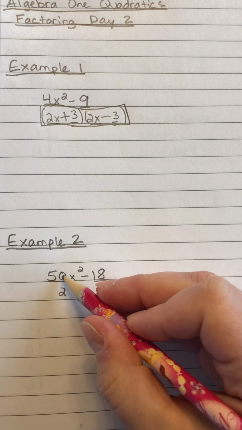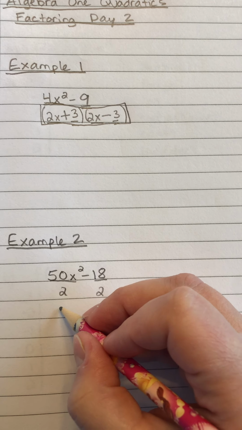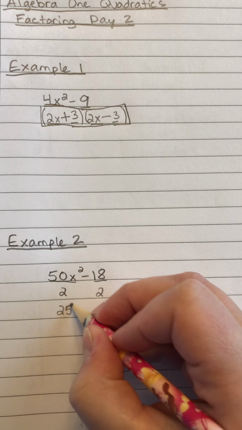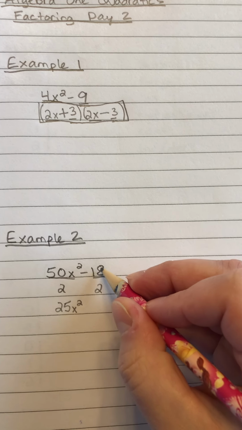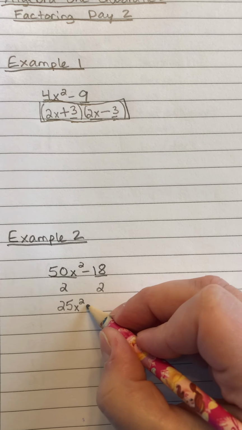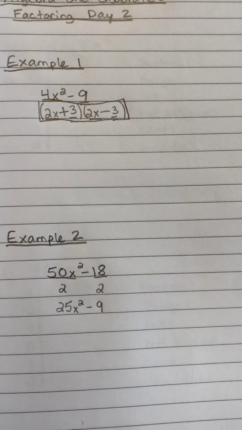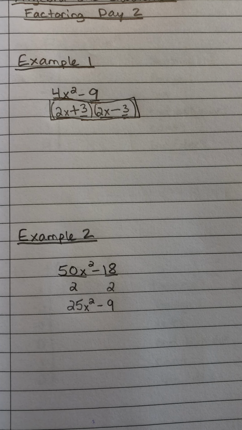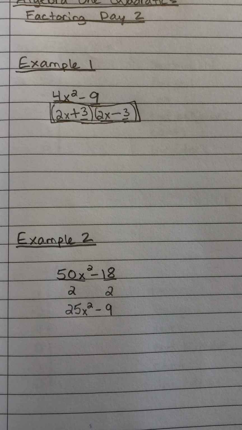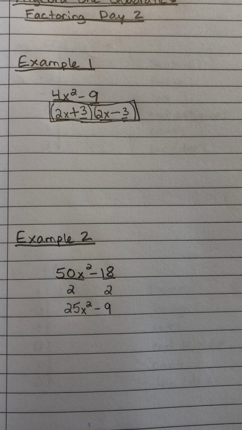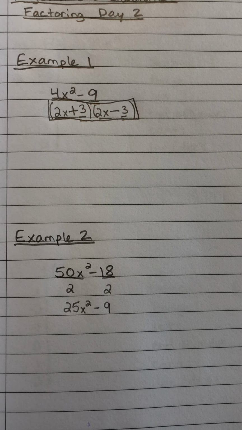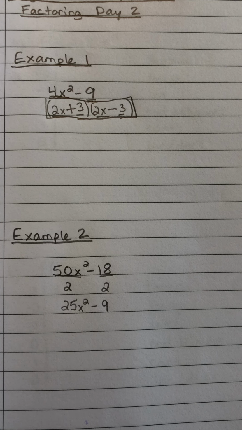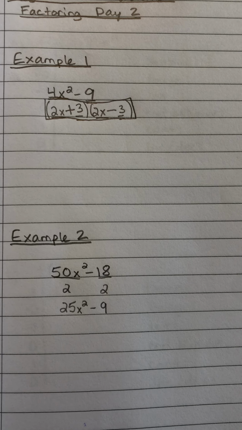So I take 50 and I divide it by our greatest common factor of 2, and I get 25x to the second, and I take 18 divided by 2, and I'm going to get 9. We'll come back to that 2 in a minute in our answer, but now we want to focus on the new part of the problem. We have 25x squared minus 9. Is there a difference? Yes, there's a subtraction sign. Are 25 and 9 both perfect squares? That answer would be a yes.